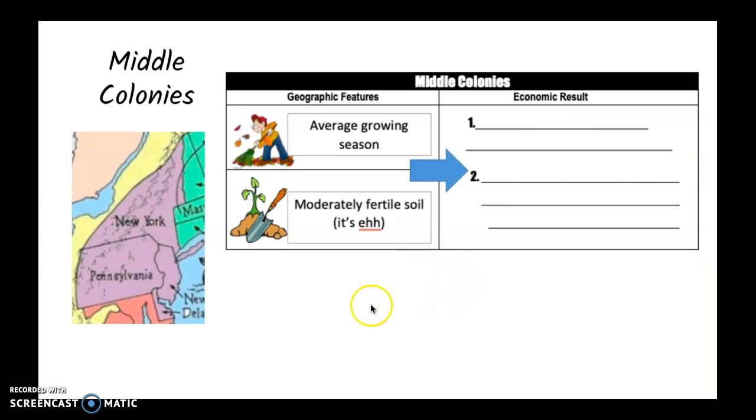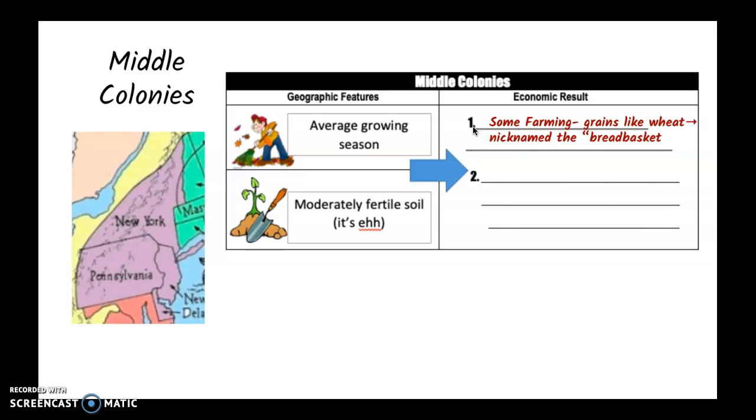All right, let's transition down to these middle colonies. That includes New York, Pennsylvania, New Jersey, and Delaware. So they had an average growing season. So you'll notice the further south, the further down we go, the more farming they're able to do. So average, kind of like a little bit. This meant that they did some farming, mostly grains like wheat. They were nicknamed the bread basket.